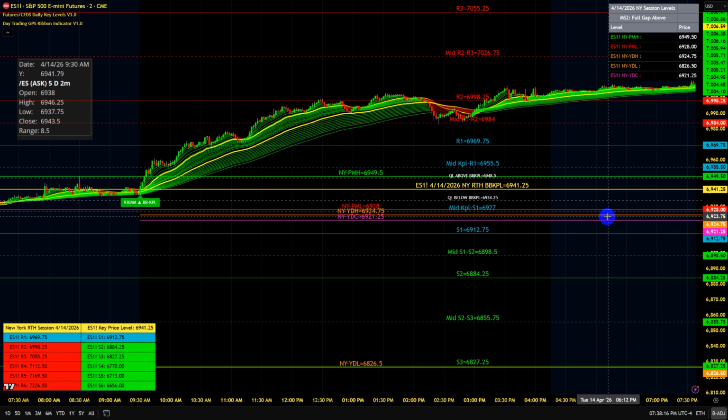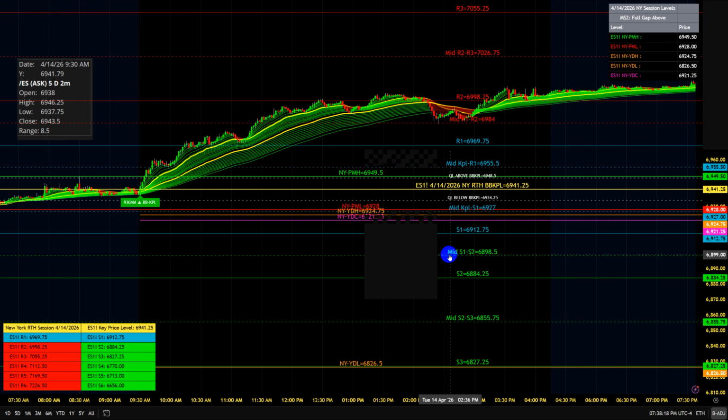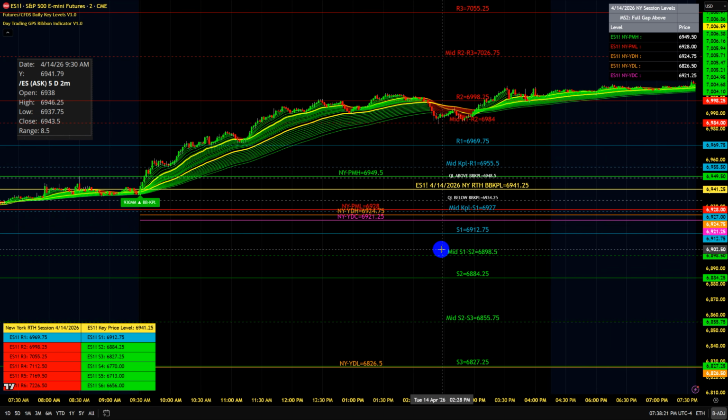Okay, so in today's session we have a true gap up. A technical gap up is just where the open of the 9:30 RTH session is opening above yesterday's RTH session high, which is this YDH level. However, a true gap is where the entire pre-market range, the pre-market low to pre-market high, is all above yesterday's RTH session high, which occurs between 9:30 and 4 p.m. Eastern New York time.